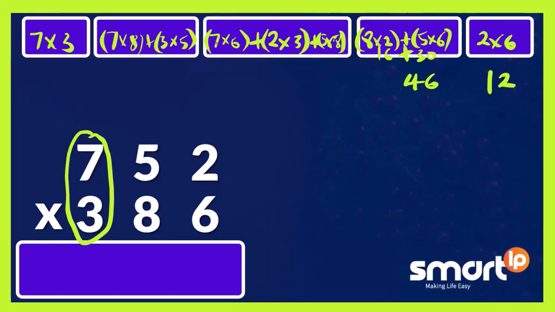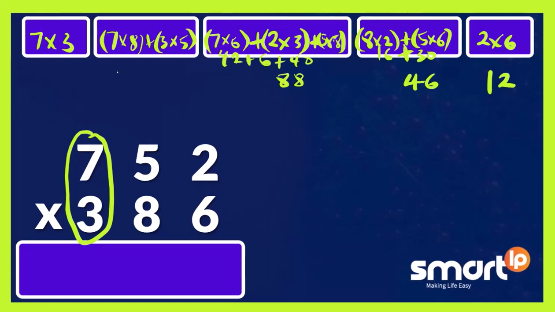So 7 times 6, that's 42. 42 plus 2 times 3, that is 6. Then 5 times 8, that is 40, so we have plus 40. So according to this, we have 42 plus 6, that's 48. 48 plus 40, that is 88. So we have 88 there.